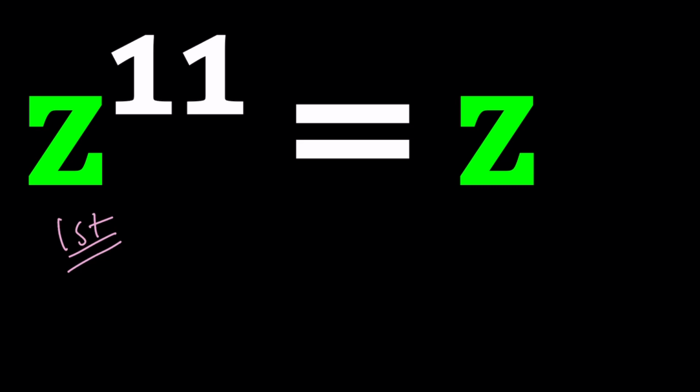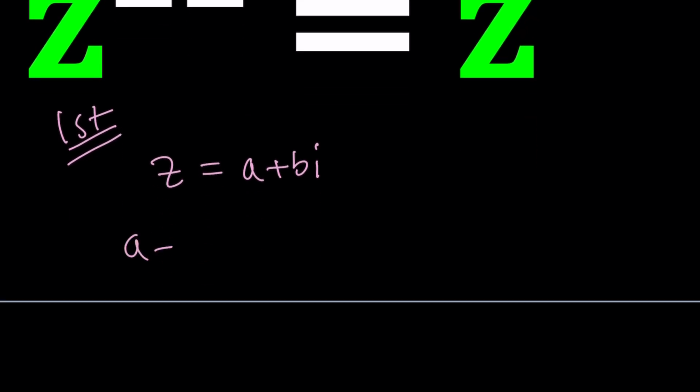First method, we have z to the 11 equals z. What is the name of this channel? Quick quiz, A plus BI. So we're going to call z a plus bi. We're going to set it equal to that. And then, of course, we need to raise z to the 11th power, and that's supposed to equal z.